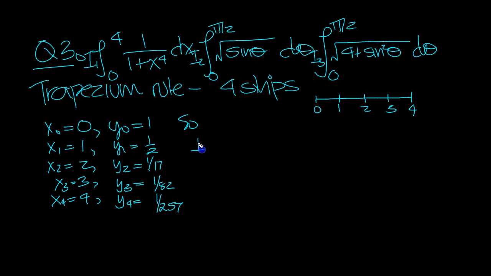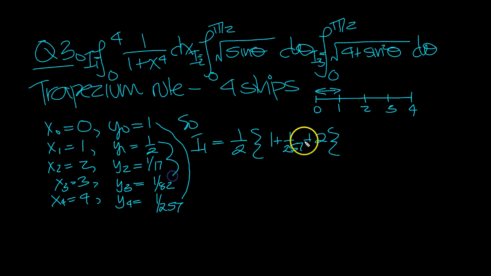So I1 then, the first thing, is equal to the distance here, h over 2, which is 1 over 2. The first plus the last, so this one plus that one. So 1 plus 1 over 257, plus 2 lots of everything in between. This one, and this one. Half, plus 1 over 17, plus 1 over 82.